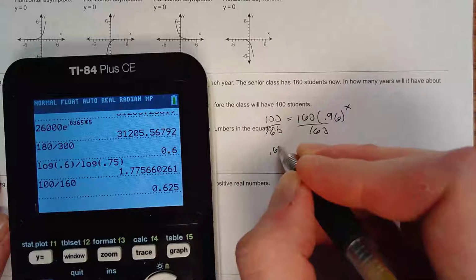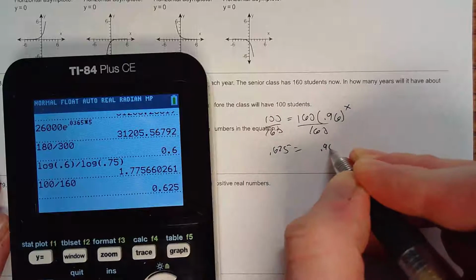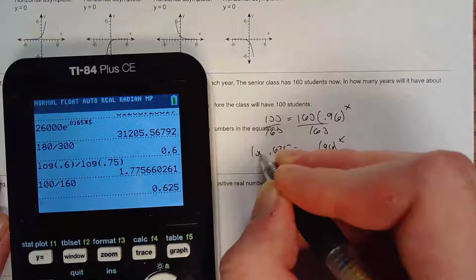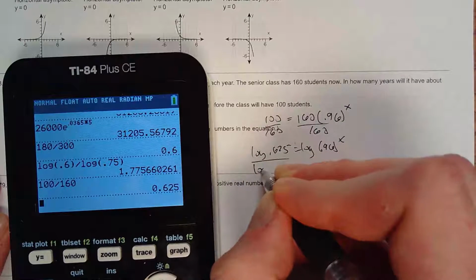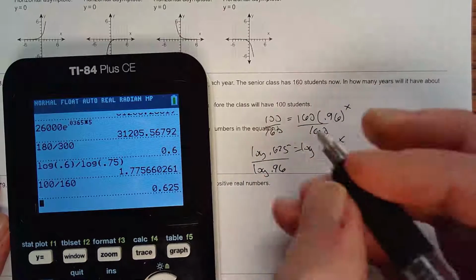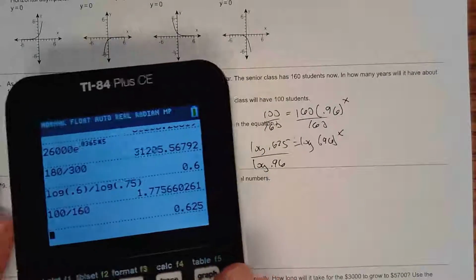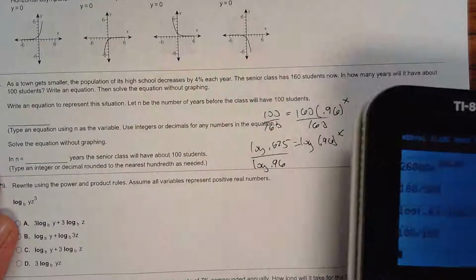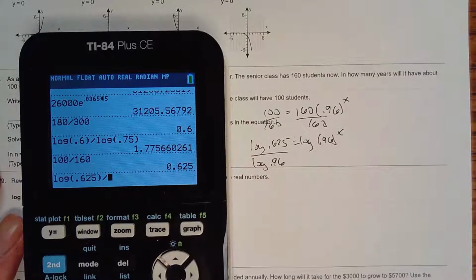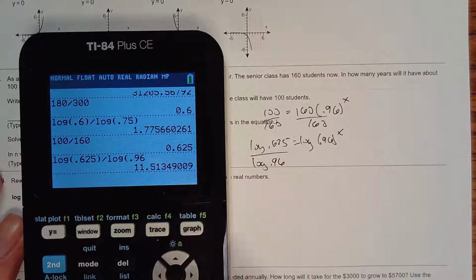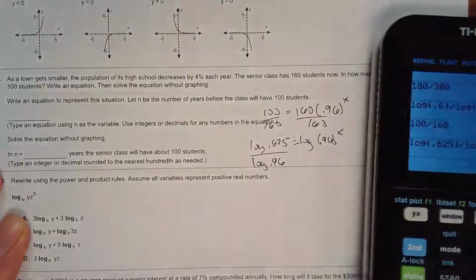I get 0.625 equals 0.96 to the x. Log both sides. Pull the x out front. Divide by log 0.96. They don't want an exact answer. Yeah, so this one's okay. We don't need an exact answer. So log 0.625 divided by log 0.96. I get 11.51. So 11.